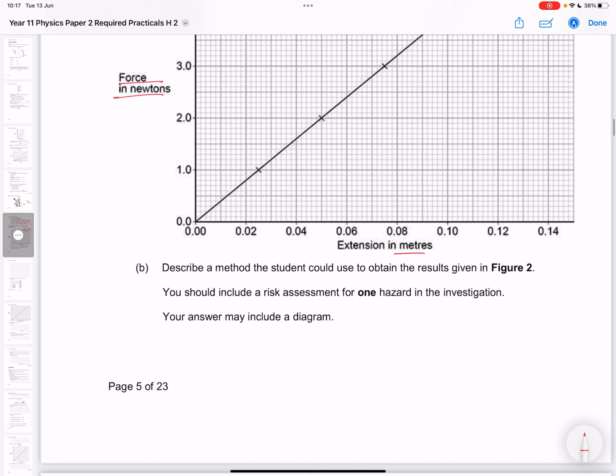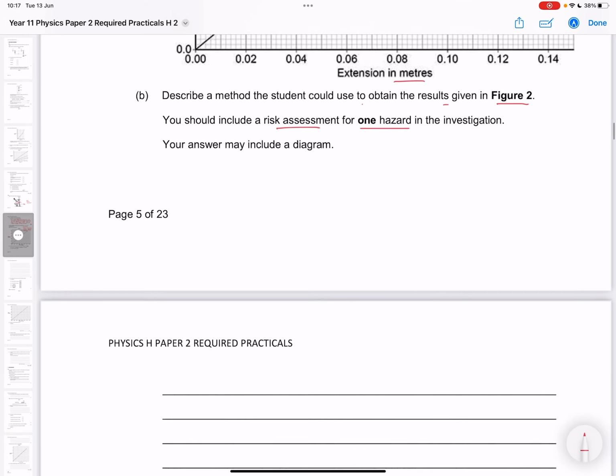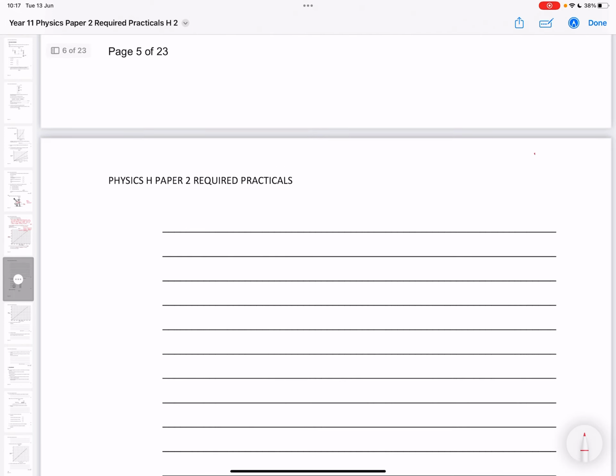Okay, so describe the method a student could use to obtain the result given in figure 2, and you should include a risk assessment and one hazard. Okay, so what can we do to gain those kinds of results? Remember, we did this experiment. We have a clamp stand and a clamp, and hang a spring, and then we have another stand to have a meter ruler attached to it, and when we hang different sets of weights onto it, we can measure the extension, and we can draw the graph.